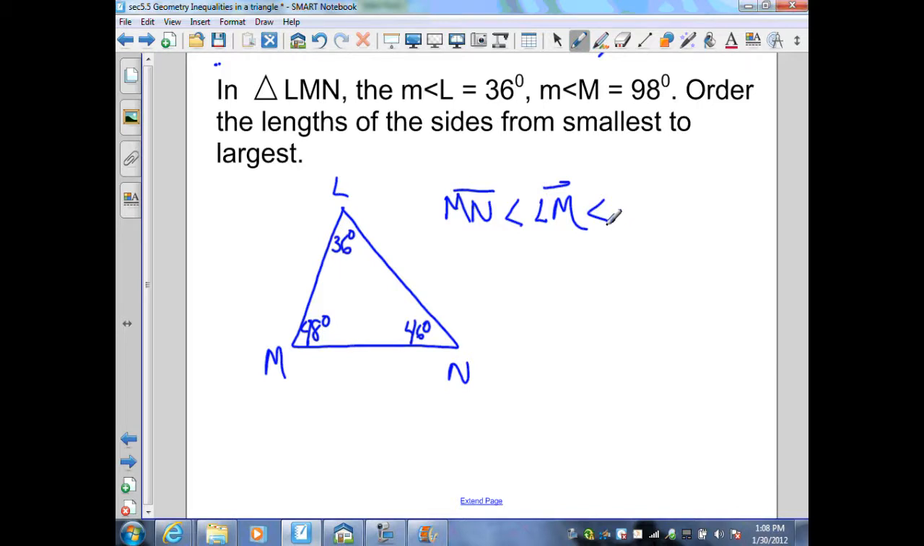And that leads to our biggest side, which is opposite the biggest angle, which is LN. Therefore, the order from smallest to largest of the segments in this triangle is segment MN is less than segment LM, which is less than segment LN.